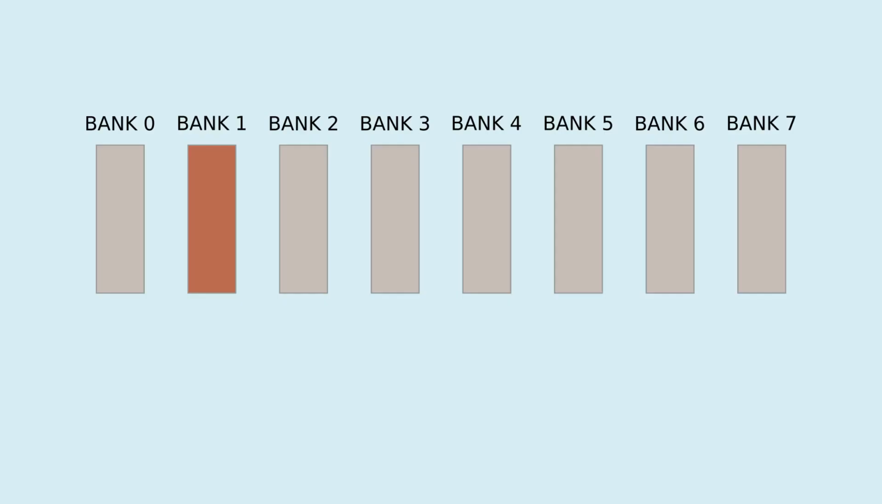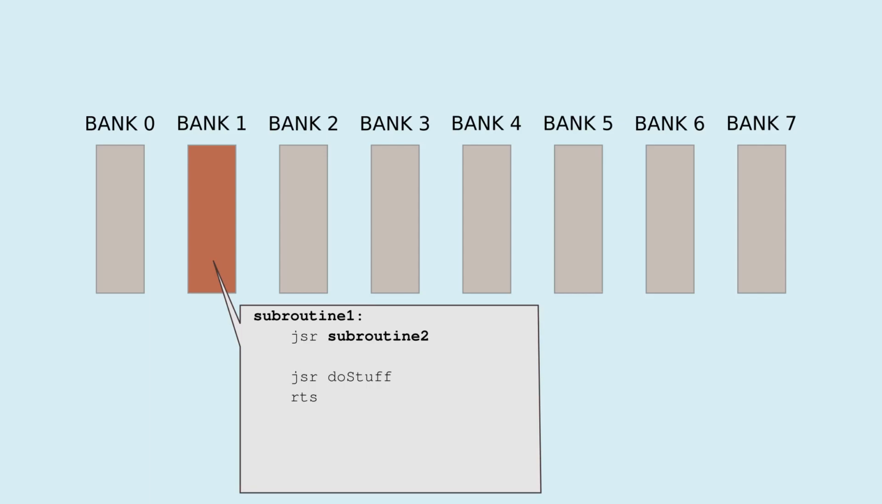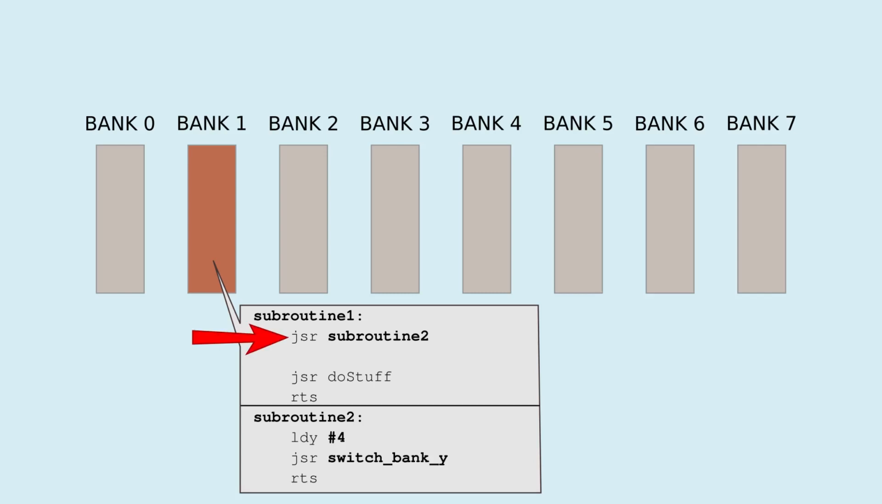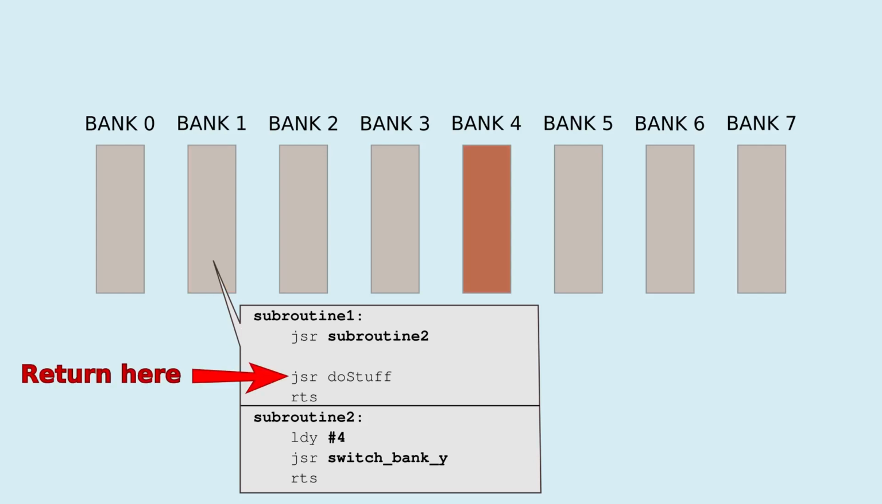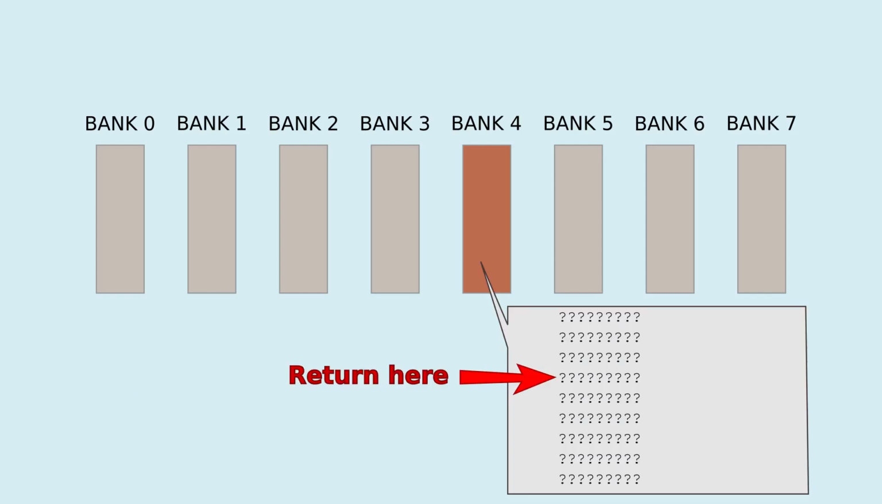For instance, let's say the bank 1 is active and we have a subroutine in it, which calls another subroutine. And this another subroutine switches to a different bank. So after this another subroutine finishes its execution, the stack points to an address of this previous subroutine. But now we are in another bank, and this subroutine simply doesn't exist here. So what's going to happen? Basically, your game will get stuck. So you need to be careful with what you write.